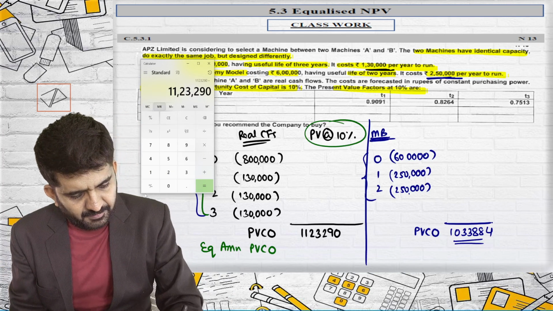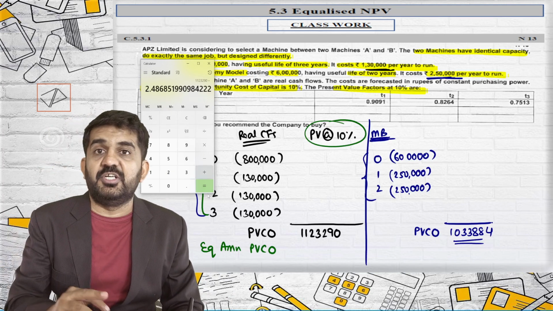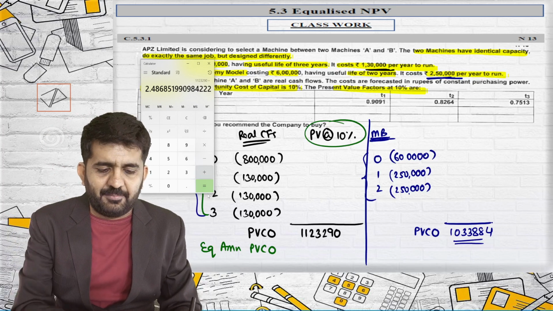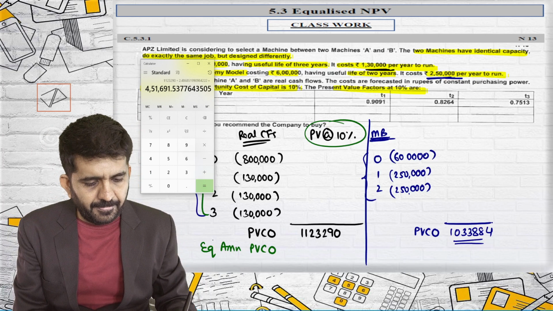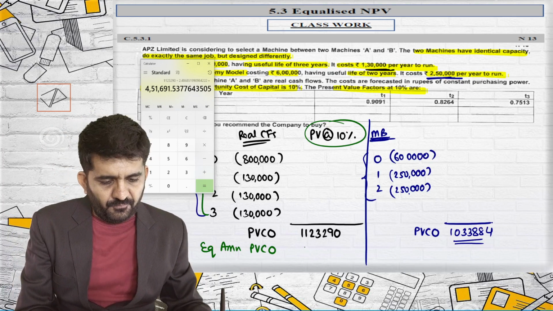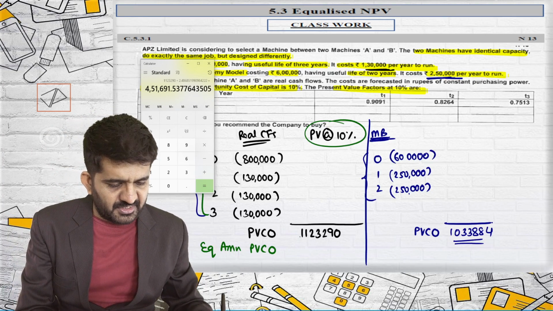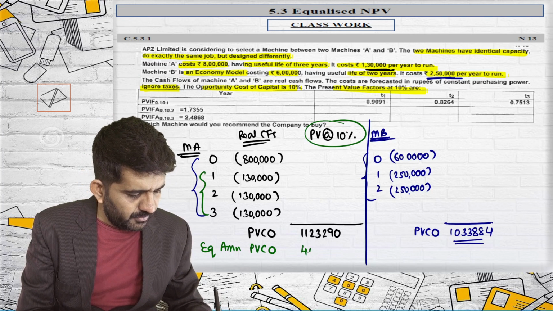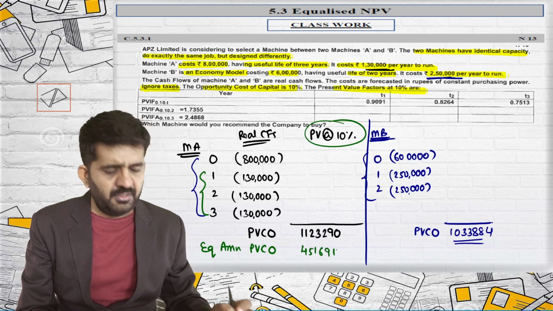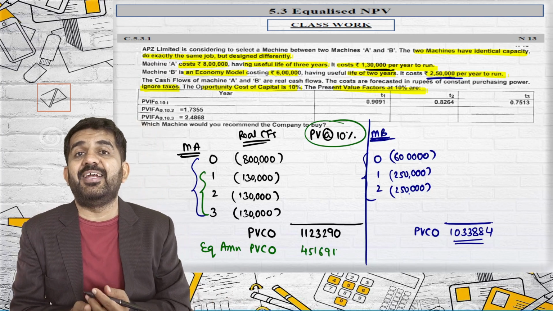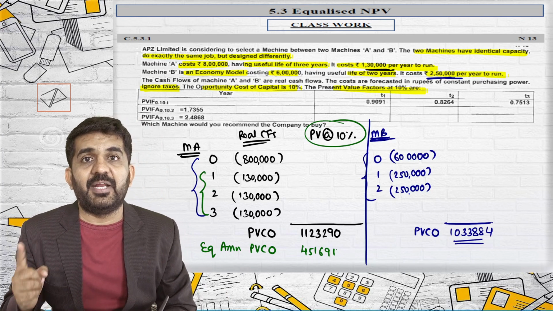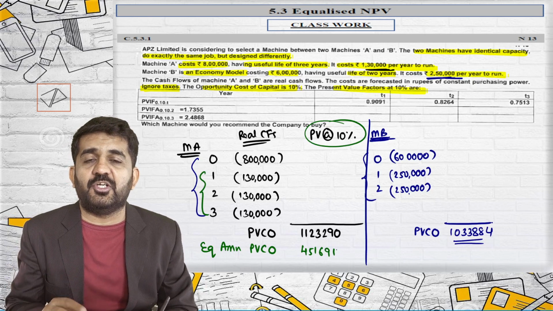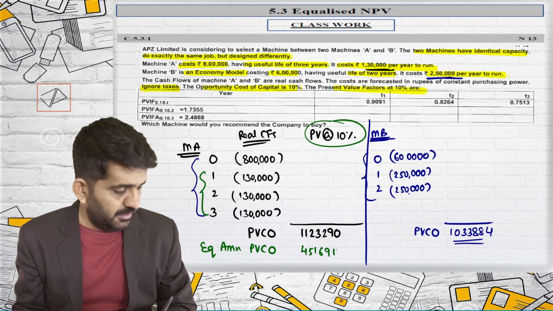23,290 divided by MRC. See what is divided? Instead of dividing by 3, I am dividing by 2.4868, right? Which is 4,51,691. I don't divide it by 3. I divide it by the present value annuity factor of 3 years at 10%.